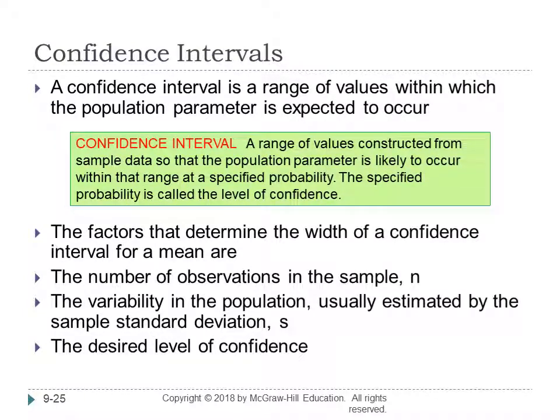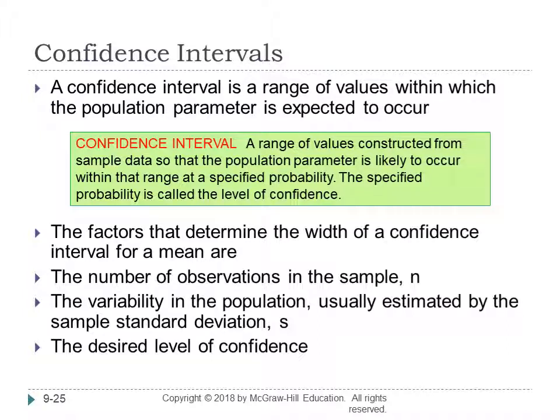Now, what about a confidence interval? A confidence interval is a range of values within which the population parameter is expected to occur. This is different than a point estimate. Instead of just giving one value as an estimate, you give a range of values, and that range of values is a confidence interval. The definition of a confidence interval is a range of values constructed from the sample data, so that the population parameter is likely to occur within that range at a specified probability. The specified probability is called the level of confidence.